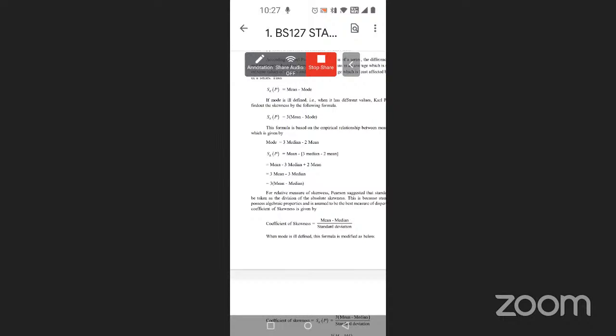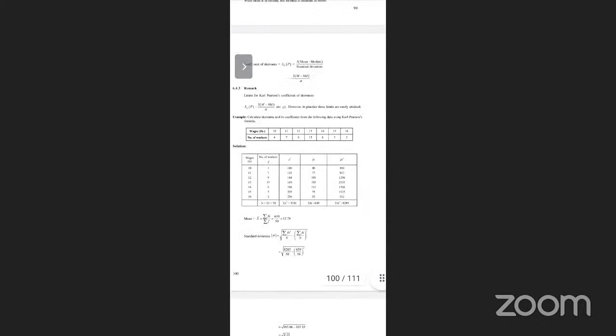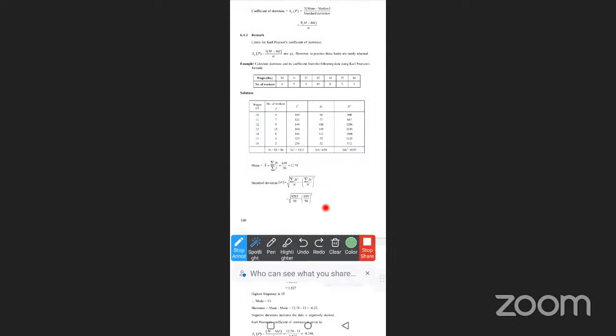Wherever it is coefficient of skewness, that is mean minus median by sigma. You should calculate skewness and as well as you should calculate coefficient of skewness. That is the difference. Now wages in rupees: 10, 11, 12, 13, 14, 15, 16. Number of workers: 4, 7, 9, 15, 8, 5, 2.